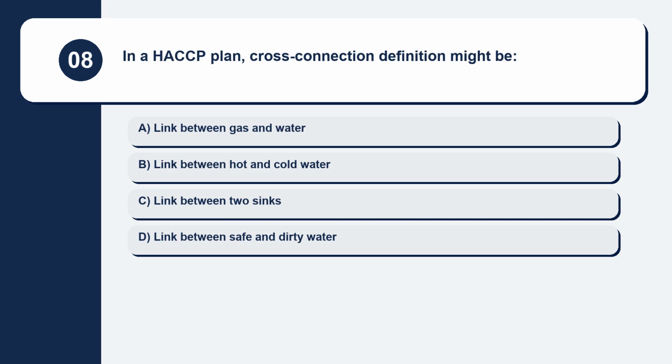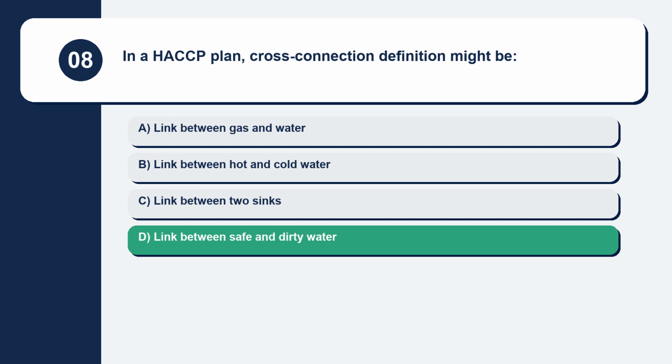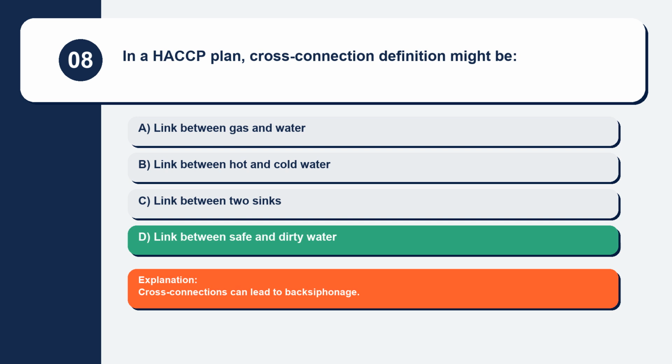Question 8. In a HACCP plan, cross-connection definition might be link between gas and water, link between hot and cold water, link between two sinks, link between safe and dirty water. Cross-connections can lead to back siphonage.